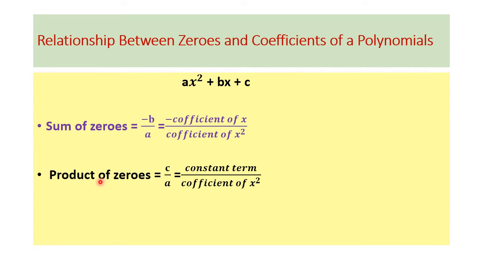Similarly, second one is the product of zeros. Product means when we multiply the two zeros of this quadratic polynomial. So this is the relationship: c upon a. Here c is the constant term, and a is the coefficient of x square. So this is the relationship between zeros and coefficients of a polynomial.